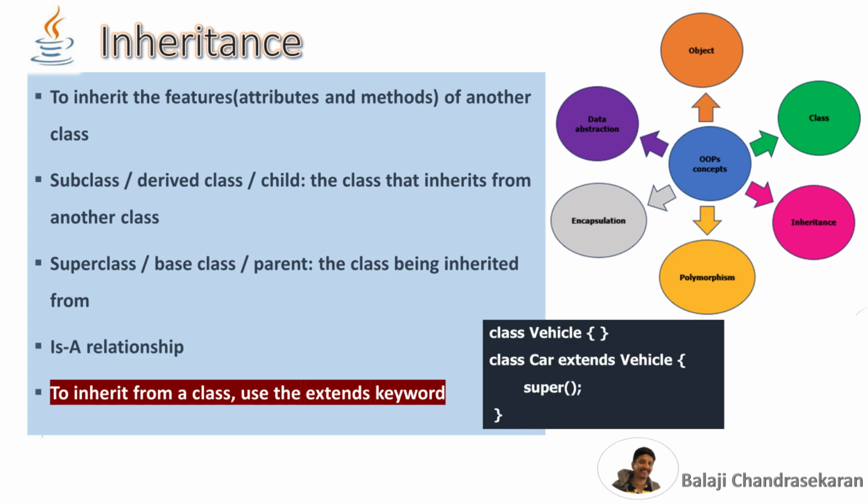The extends keyword is used to inherit from a superclass. As in the example, car is a vehicle since the car is a subclass of vehicle class and vehicle is the superclass of car class. The super keyword is used to refer to the superclass's methods and constructors.